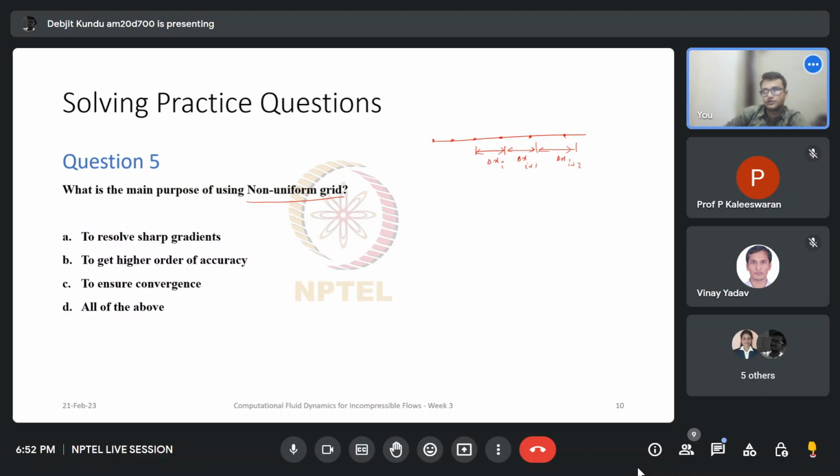Why are they used? Option A, in order to resolve sharp gradients. Option B, in order to get higher order of accuracy. Option C, to ensure convergence. Or is it D, all of the above? The main purpose of using a non-uniform grid. We have one answer in favor of option D, all of the above. Let's see what others have to say.